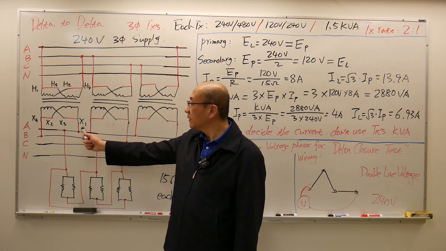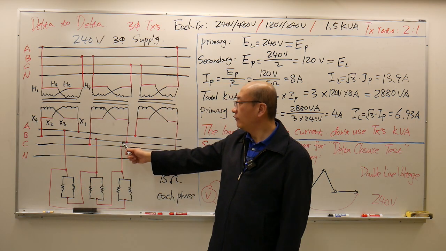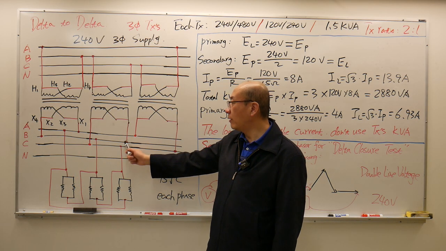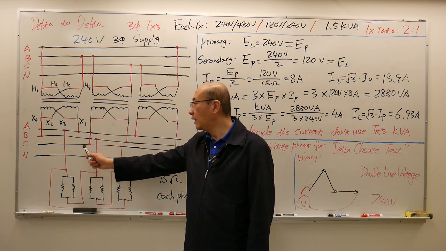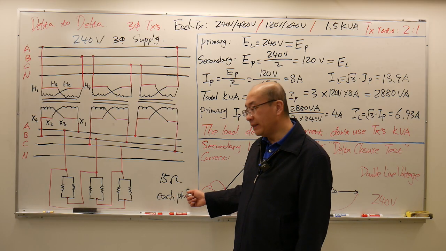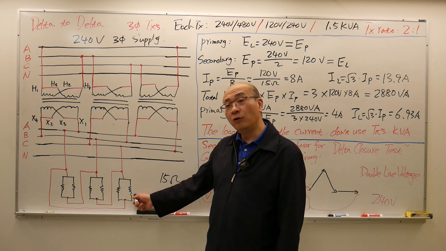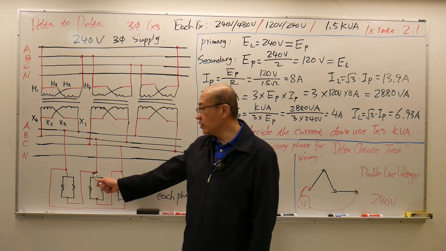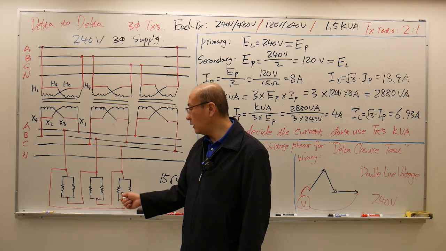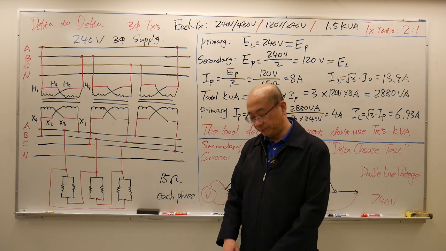Secondary side, phase A transformer, X1 on line A, X4 on line B. Phase B transformer, X1 on line B, X4 on line C. We still have 15 ohms each phase, but this time we connect the load in delta. So I change the connection. Now the 15 ohm resistors are connected in delta.